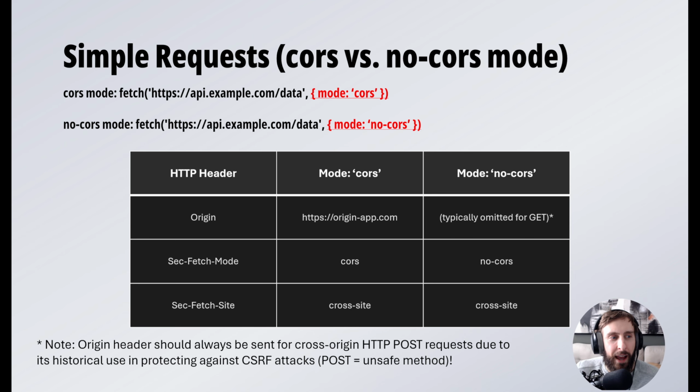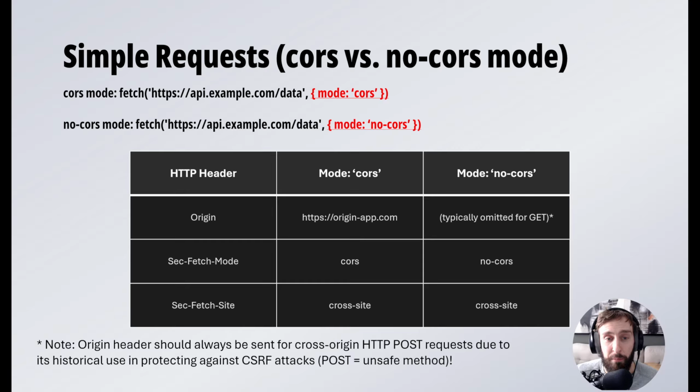And looking at setting CORS mode versus no CORS. This is what using the fetch API with the mode property looks like. In the top example, we're setting it to CORS. In the bottom example, we're setting it to no CORS. And the table here just indicates the behavior of certain headers. So the origin header for CORS requests will always be included. For no CORS requests, if it's a GET request, it's typically omitted. I think cross-origin form posts probably include it, if I remember correctly.